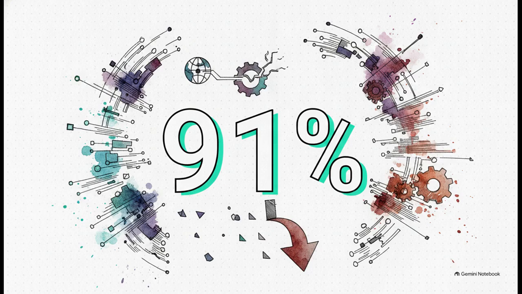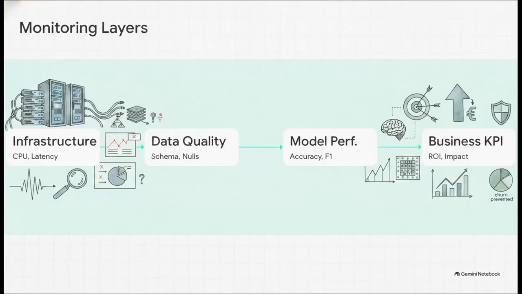And as we all know, the real world changes constantly. So how do we catch that inevitable decay? MLOps demands a very strict 4-layer monitoring approach. You start at the bottom with Layer 1, tracking standard infrastructure metrics like CPU usage and latency.